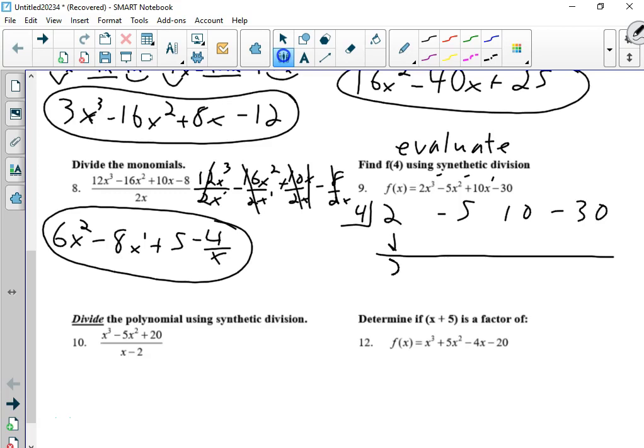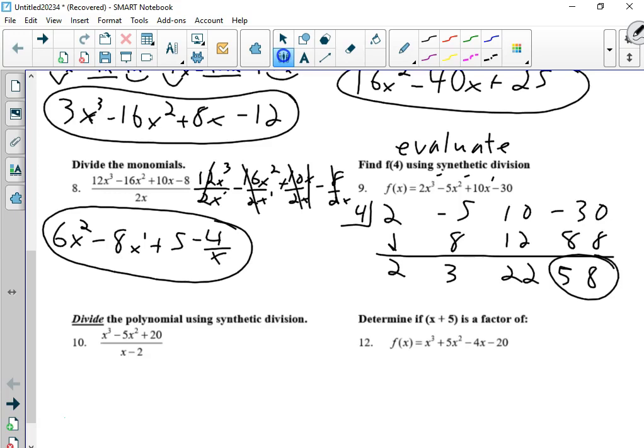So first step, drop down. Multiply times 4. Add. Multiply by 4. Add. Multiply by 4. Add. 58. There's my answer.